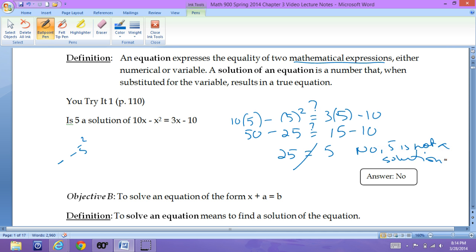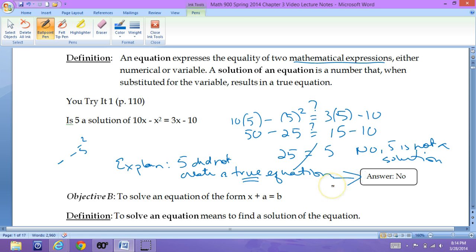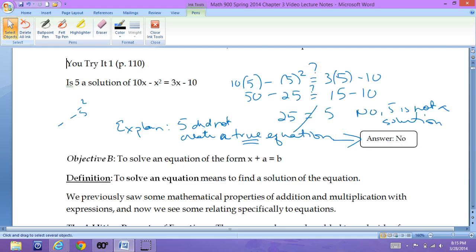Now in a quiz or an exam, I might not just ask you that, but I might also ask you to explain. And what I'm looking for when I say explain is: 5 did not create a true equation, and that's why the answer is no. Okay, if we had gotten 25 equals 25, then you could say yes, because 5 creates a true equation. And so on a quiz or an exam, if I ask you to explain, then I'm asking you to give me these keywords about whether or not it creates a true equation.